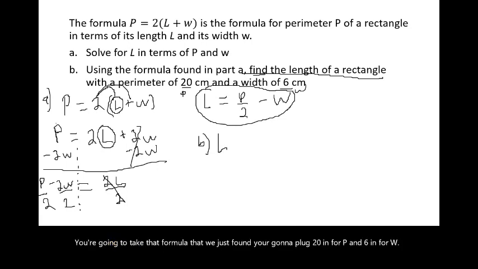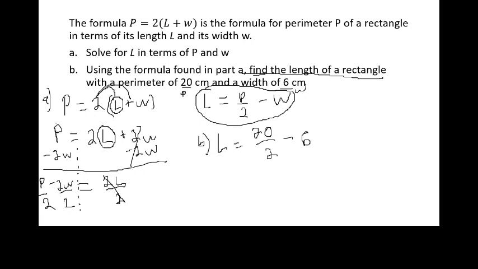So I have L equals, in for P, I'm plugging in 20 over 2, minus in for W, I'm going to plug in 6. So then when you simplify this, 20 over 2 is 10, minus 6, you get L equals 4.